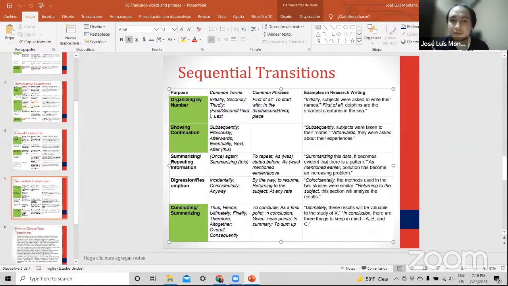Initially, secondly, thirdly, first of all, second, to start, or you can say afterwards, subsequently, eventually, next, after this, after that, and for the end, finally, overall, to conclude, as a final point, in conclusion, to sum up. You can also say briefly. I'm going to add that one over here, but actually that's a word. So you have a lot of possible options over there. Try to use one of those words to have the final idea, please.